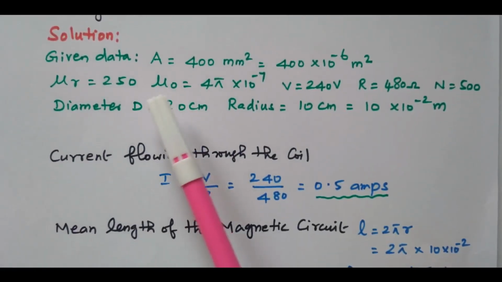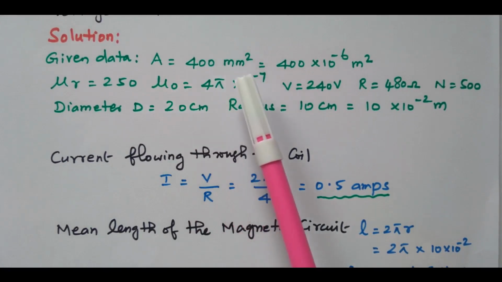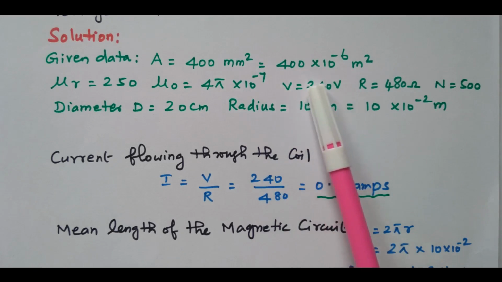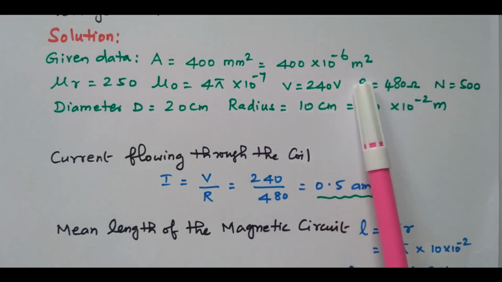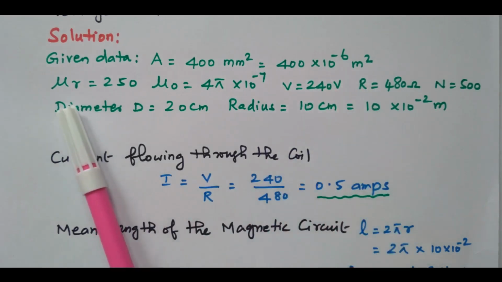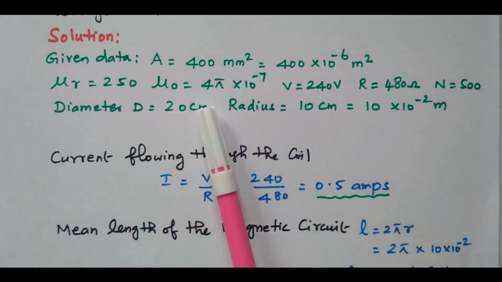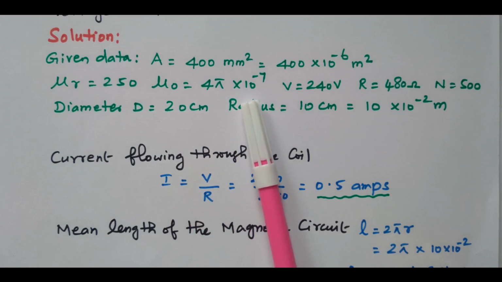The area is given as 400 millimeter square. While converting to meter square, it is 10 to the power minus 6, so 400 into 10 to the power minus 6 meter square. The mu R value is given as 250. Mu naught is a constant, the absolute permeability, 4 pi into 10 to the power minus 7.